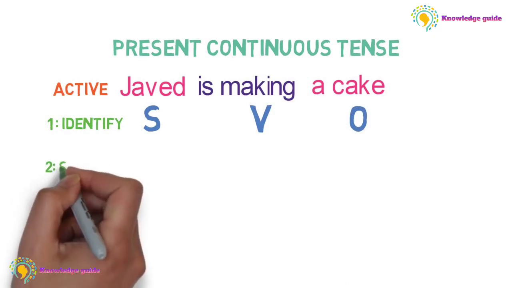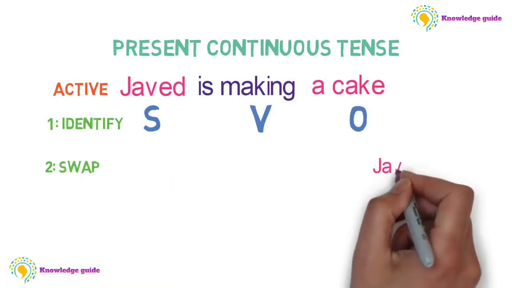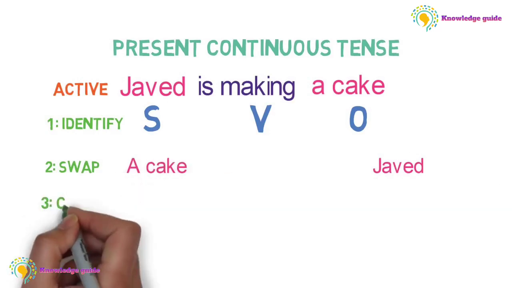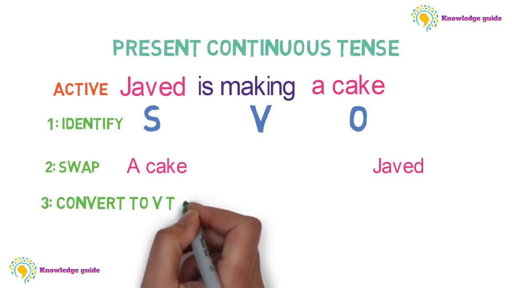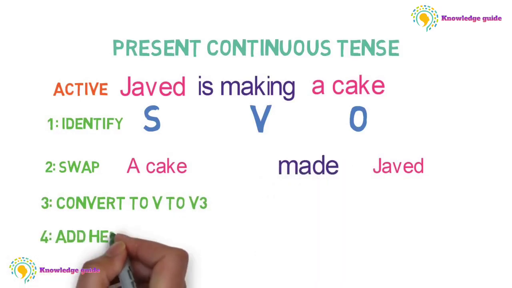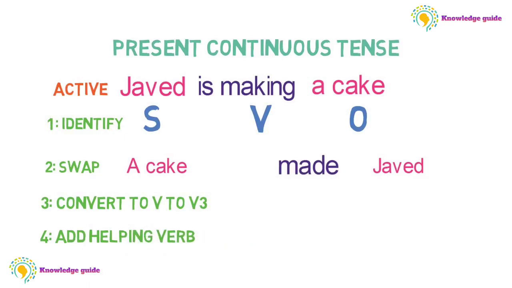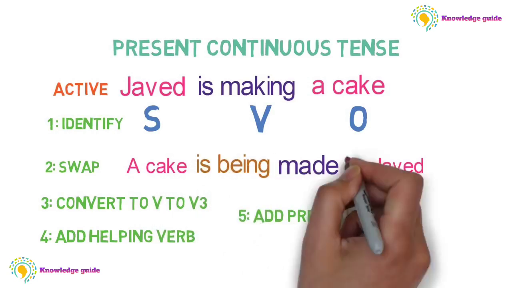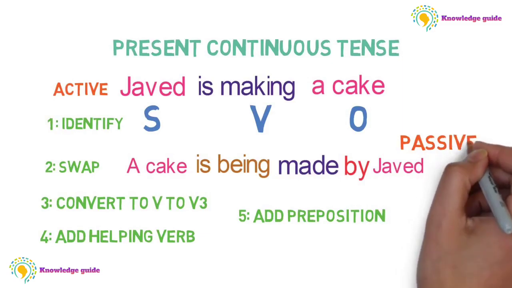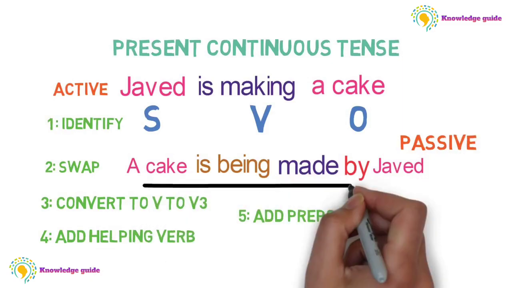Step 2. We have to swap the position of the subject and the object. Third step, we have to convert the verb into the third form, and thus making will become made. Fourth step, we have to add a helping verb of to be. In present continuous, we add here is being. Last step, we add the preposition by before the subject Javed, and thus finally it is completed, and the passive voice becomes a cake is being made by Javed.